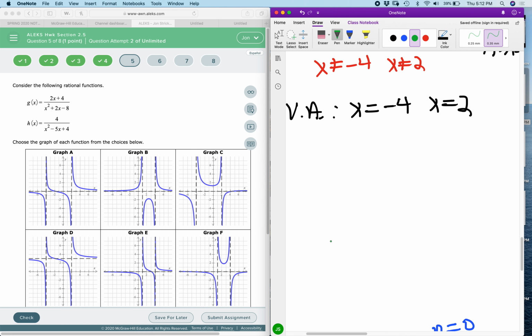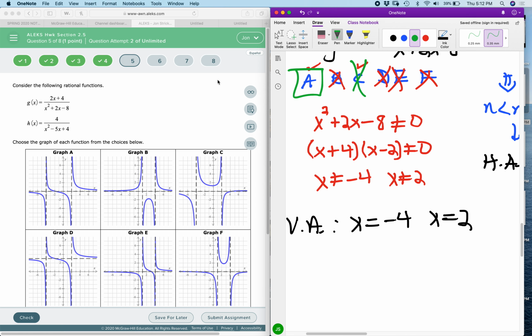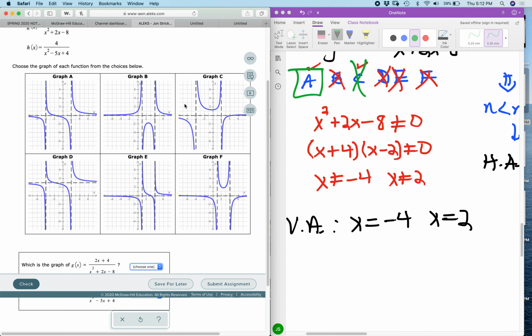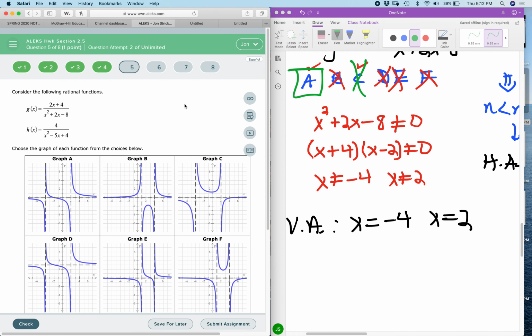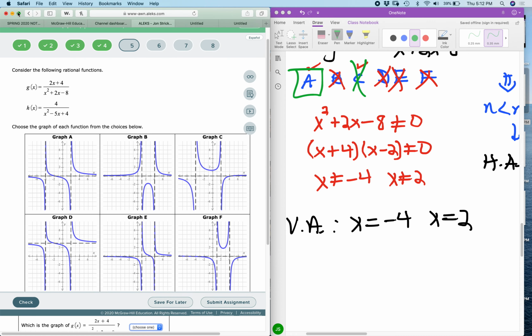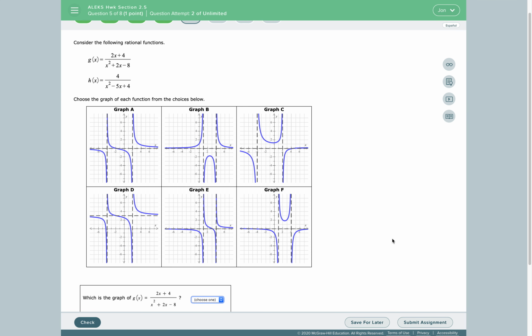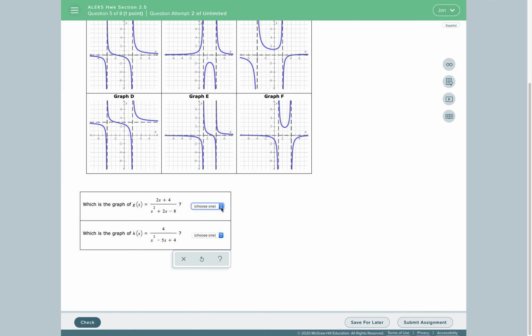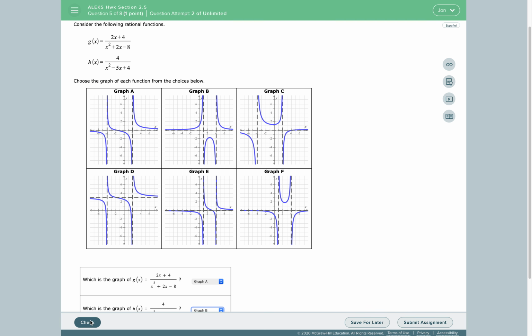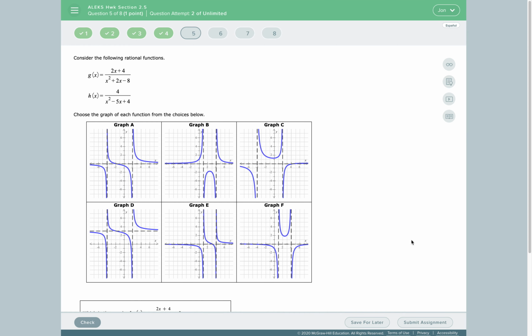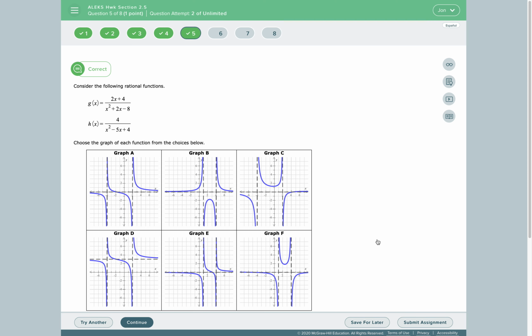So for the first function, g, the choice was graph A, and for the second function, the choice was graph B. Checking the results here, the result is correct.